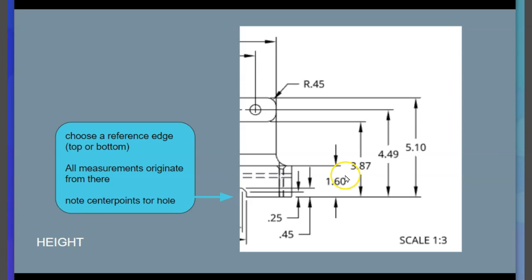Alright, so notice that we started from this reference edge, and we go from there to the next feature, then to the next feature, then to the next feature, to the next feature, to the next feature. Notice that I did not go to the top of this radius because that is defined by a radius elsewhere. I didn't have to define the edges of this either, just the top and the bottom of this part.